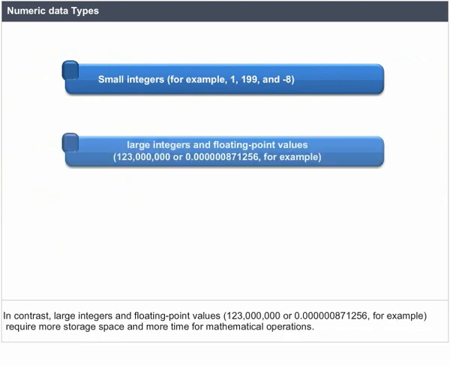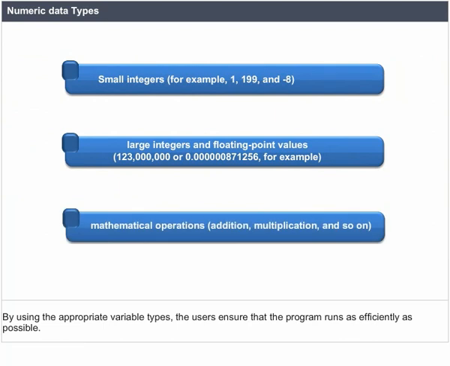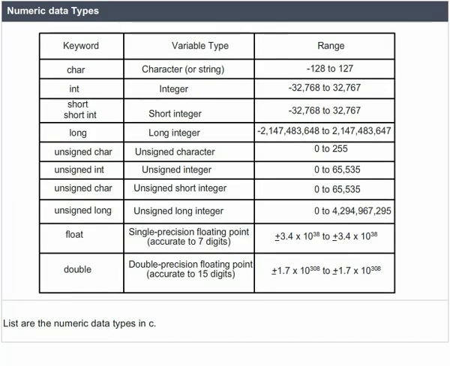In contrast, large integers and floating point values, for example 1,23,000 or 0.0000087126, require more storage space and more time for mathematical operations. By using the appropriate variable types, the users ensure that the program runs as efficiently as possible. Listed are the numeric data types in C.